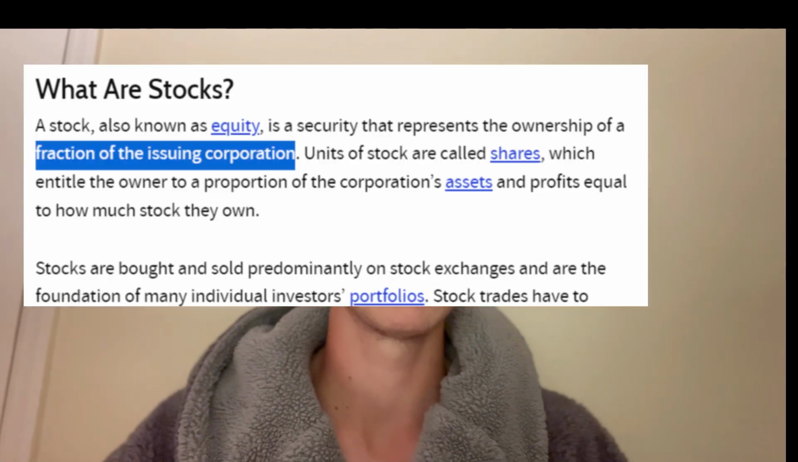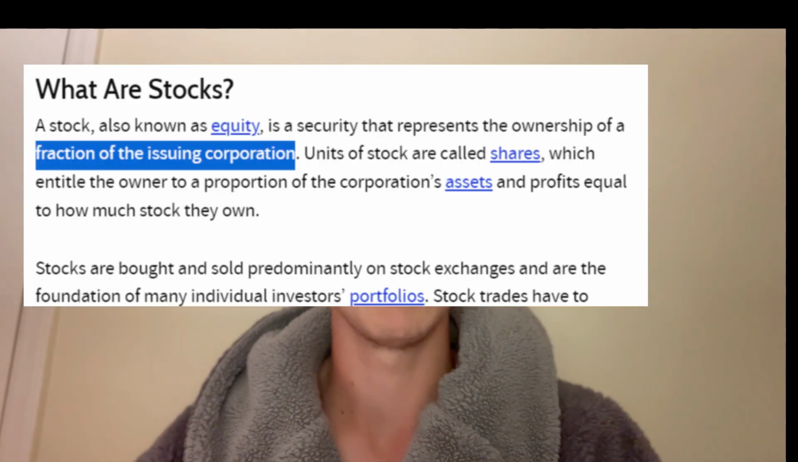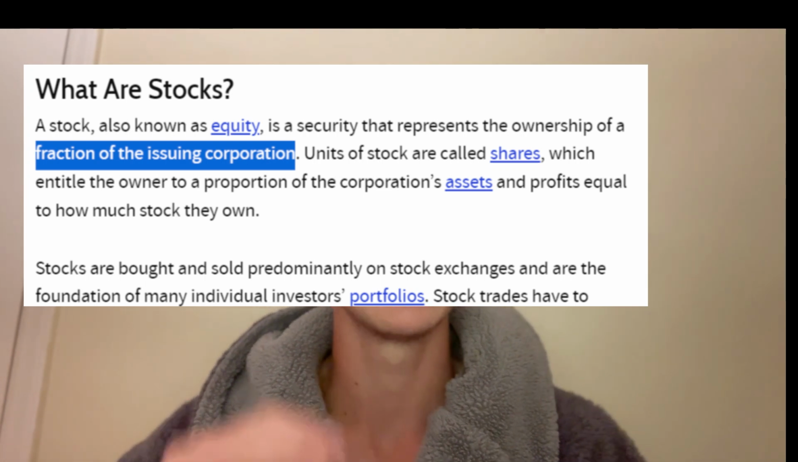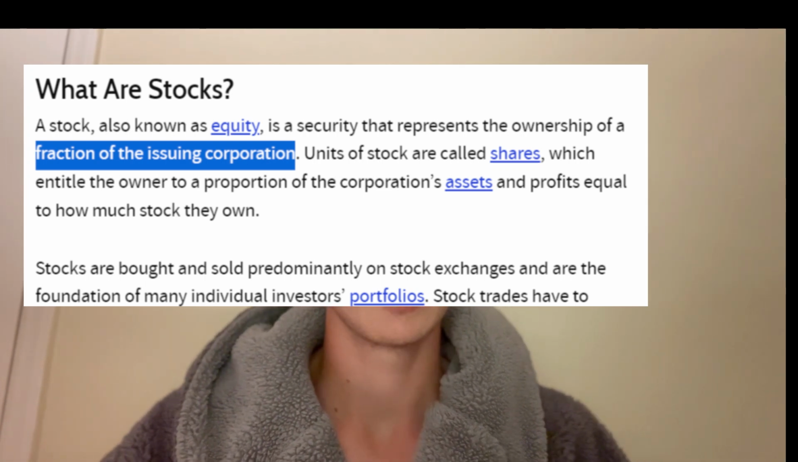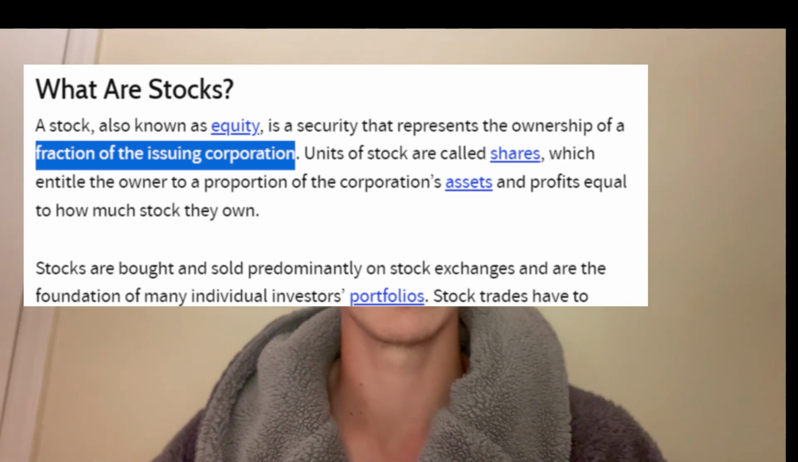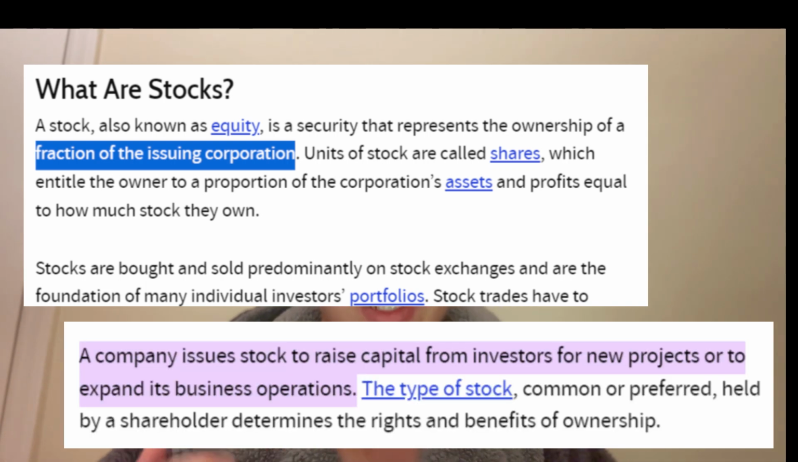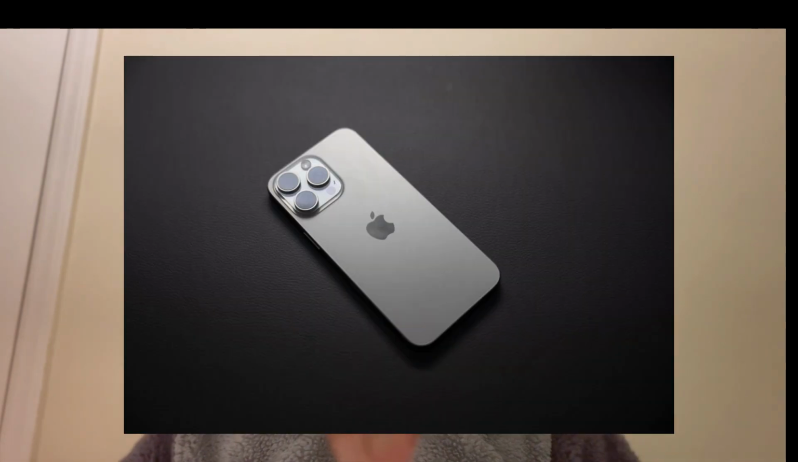A stock represents ownership in a company. When you buy a stock, you're buying a very, very small piece of that company, known as a share. Companies issue stocks to raise money for various purposes, like expanding their business or launching new products. In return, shareholders get a claim of the company's profits. For example, when you buy shares of Apple, you own a very, very small portion of Apple.